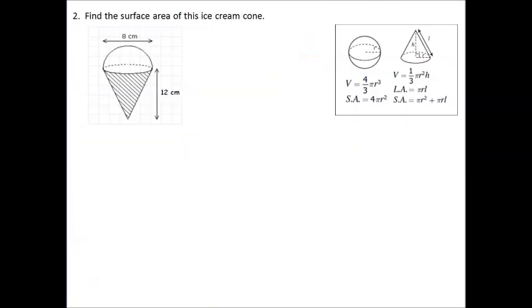In example 2, we have to find the surface area of this ice cream cone. The ice cream cone is called a cone, but it's actually more than just a cone. If we look at it, we have our scoop of ice cream on the top, and that is a hemisphere. Remember, a hemisphere is half of a sphere. And we have the bottom part, which is the actual cone.